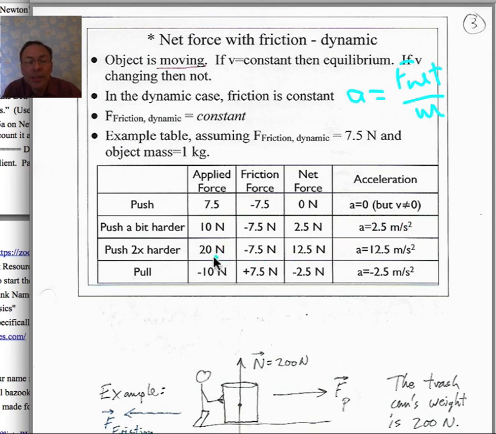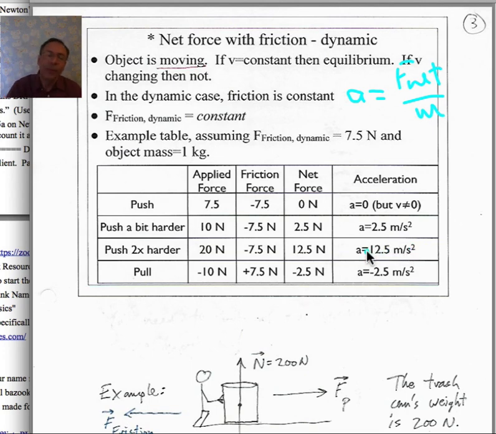We increase the push to 20 newtons. The net force is going to be 20 plus negative 7.5. It'll add up to 12.5. 12.5 newtons divided by 1 kilogram, so the acceleration will be 12.5 meters per second squared.